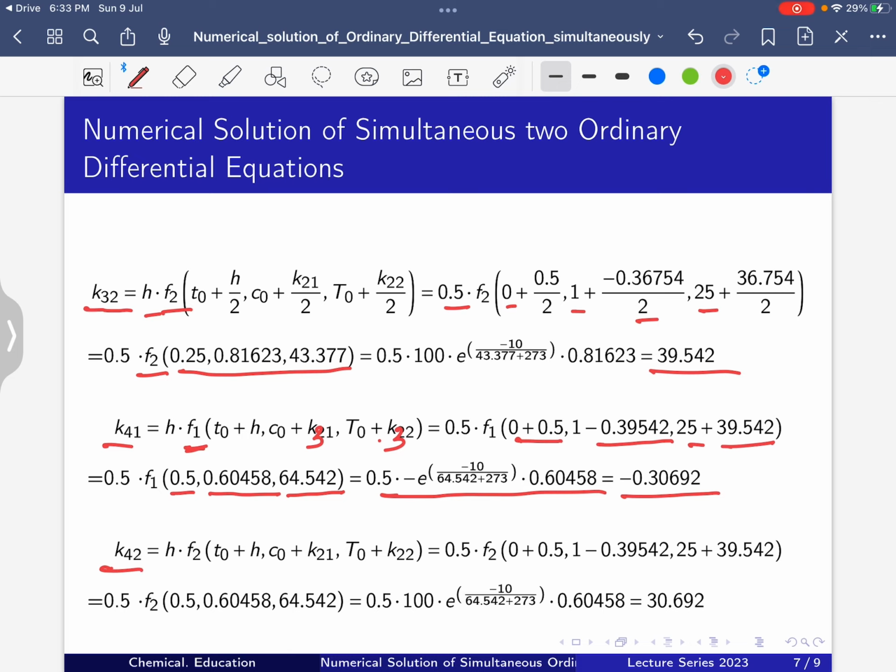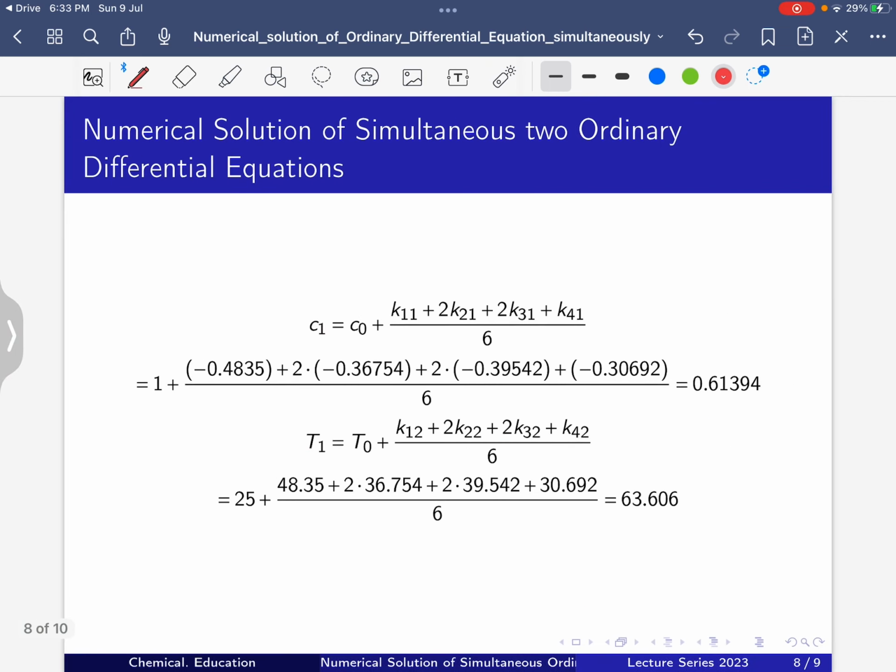Okay, so k42's value is h into f2 of (t0 plus h, c0 plus k31, T0 plus k32), so you have to plug all these values. And then ultimately 0.5 into f2, so we plug in function 2, and then we can calculate that k42, 30.692. So we got all these k values.